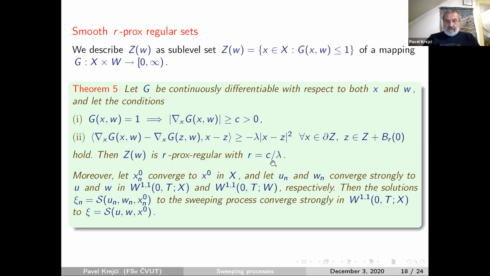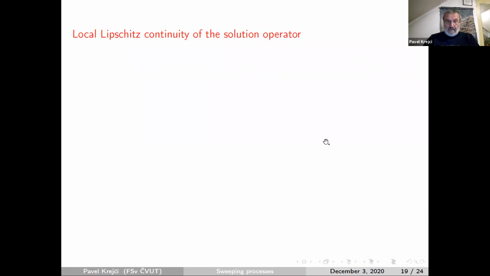And what is more interesting is that in this case, not only that for inputs in W^{1,1} we have the output in W^{1,1}, but we have strong convergence. If un and wn converge strongly to u and w in W^{1,1}, then the solutions also converge strongly in W^{1,1}.